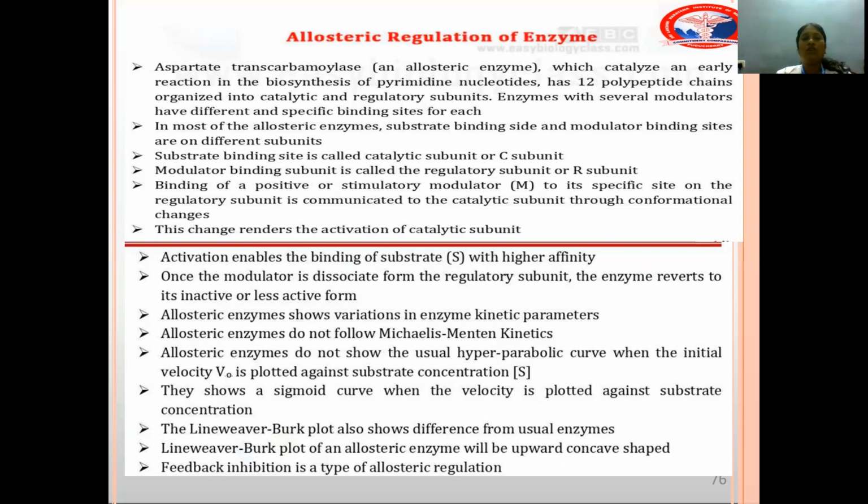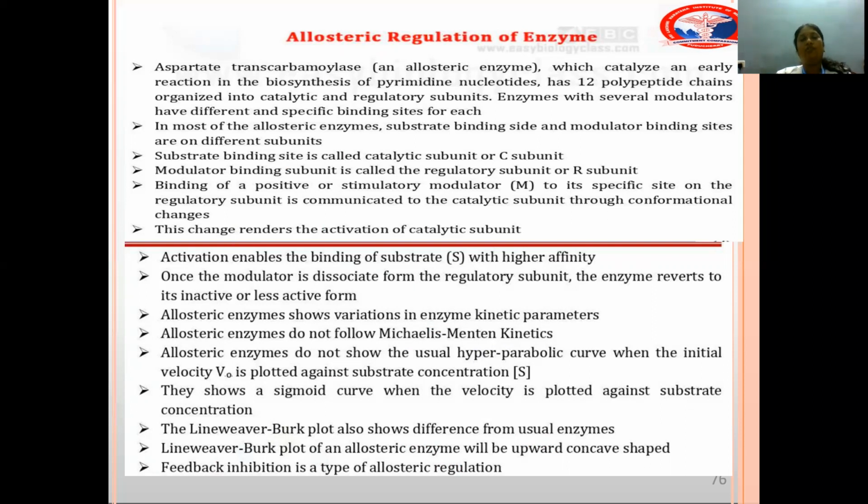So in most of the allosteric enzymes, we can say heterotropic allosteric enzymes, the substrate binding site and modulator binding sites are on different subunits. The substrate binding site is called the catalytic subunit or C subunit. The modulator binding site subunit is called the regulatory subunit or R subunit.